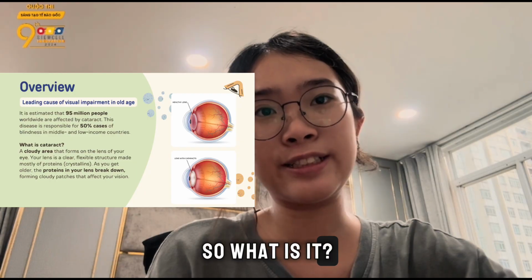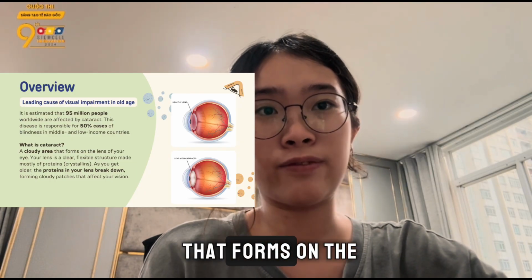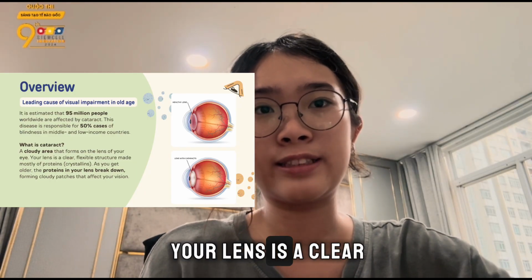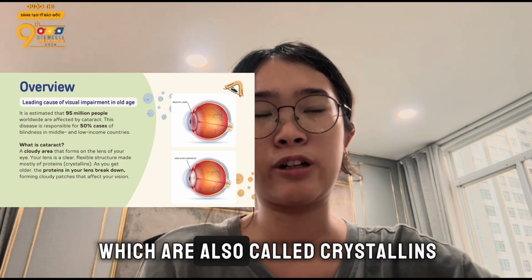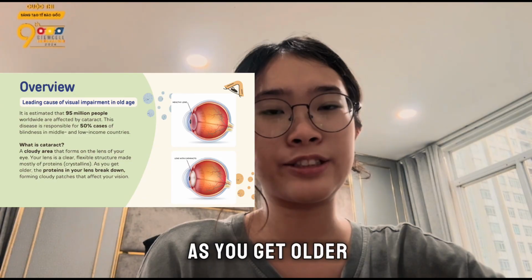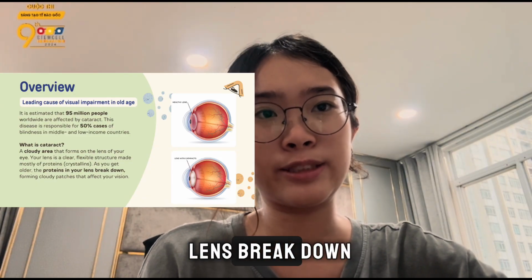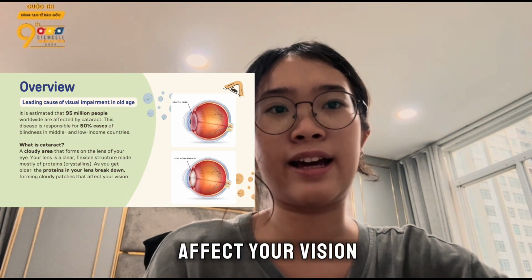So what is it? Cataract is a cloudy area that forms on the lens of your eye. Your lens is a clear, flexible structure made mostly of proteins, which are also called crystallins. As you get older, the proteins in your lens break down, forming cloudy patches that affect your vision.